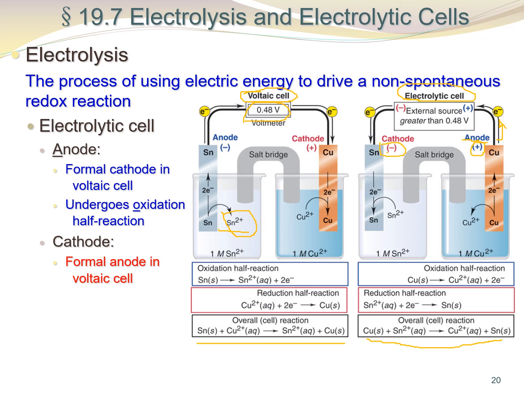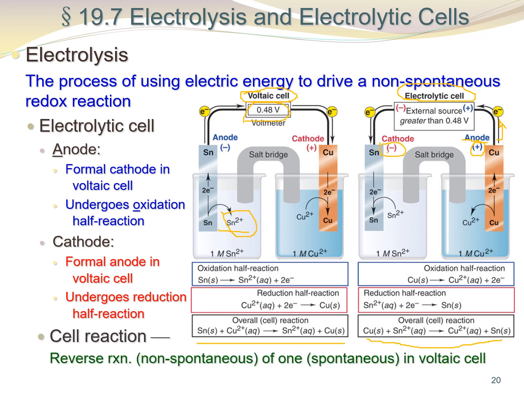Still, the statement that reactions occur on an electrode, starting with the vowel, applies: the anode undergoes oxidation and the cathode undergoes reduction. But as for the cell reaction, it must be the reverse of the one in the voltaic cell. Of course, in the voltaic cell the reaction is spontaneous, and for the electrolytic cell the reaction must be non-spontaneous. And that is it for the second half of chapter 19.